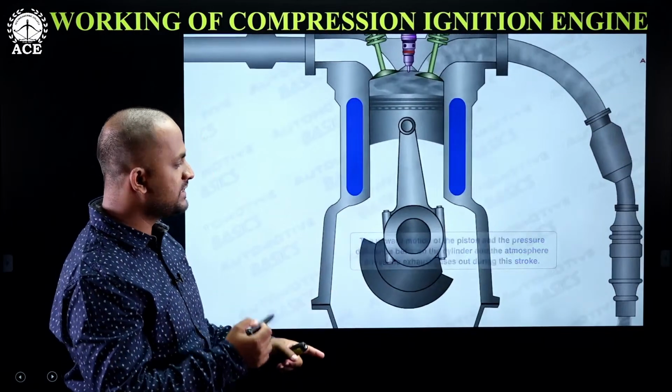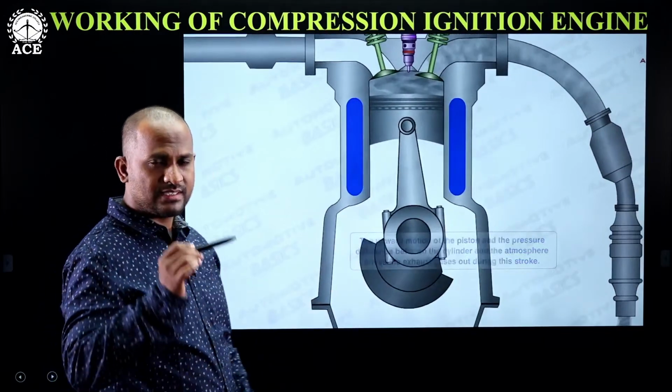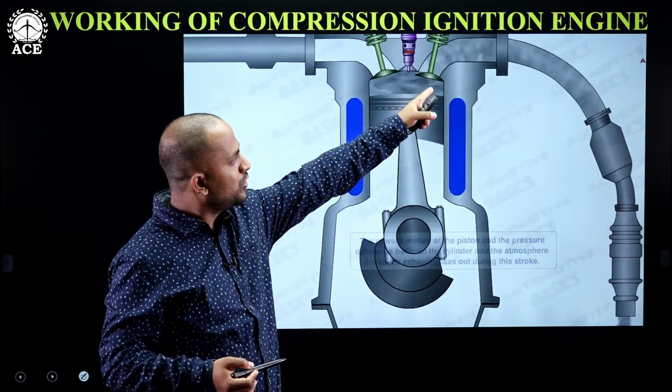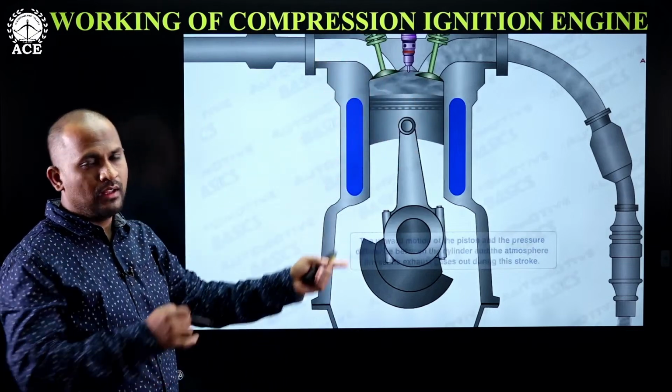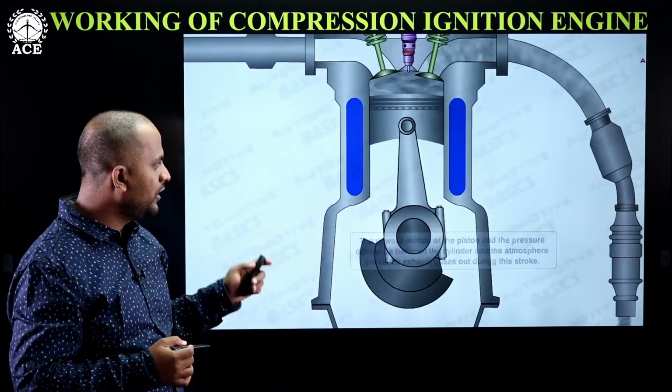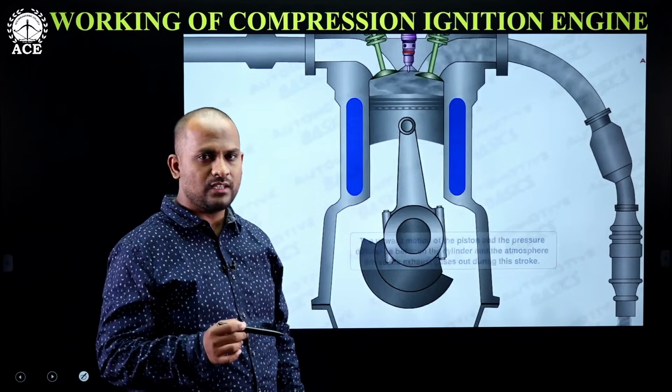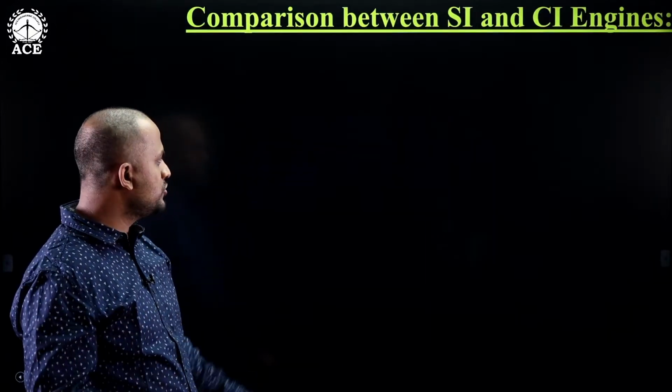Now that completes the exhaust process, and the cycle begins again: when the exhaust valve is closed, the intake valve will be opened and only air will enter the cylinder. This is how the compression ignition engine works.